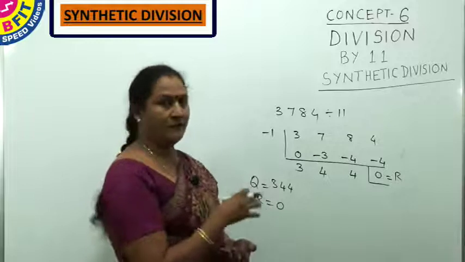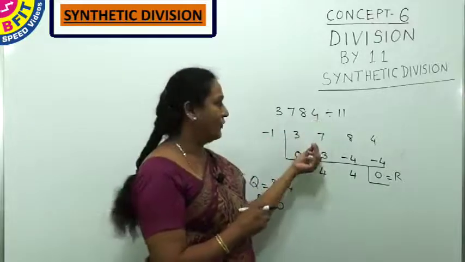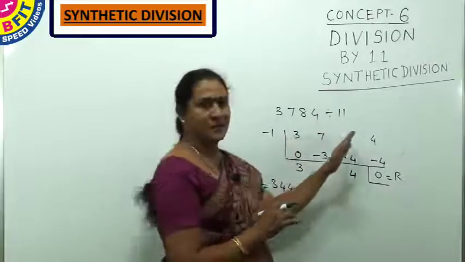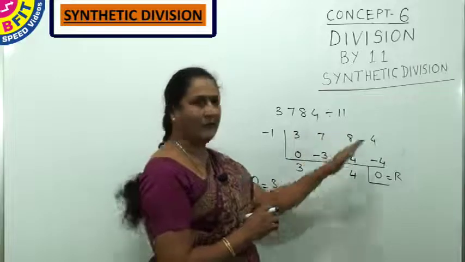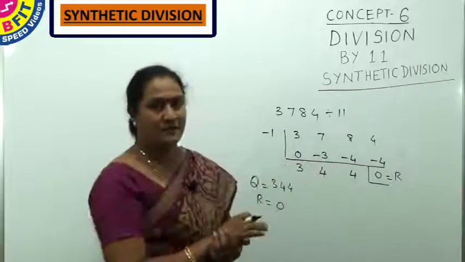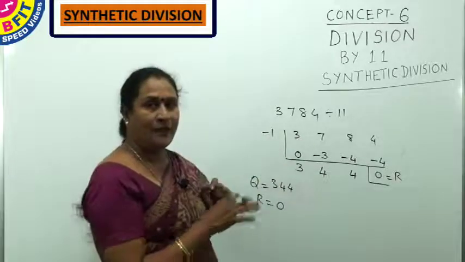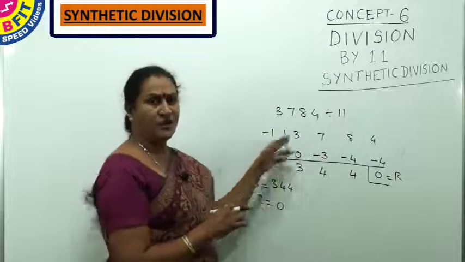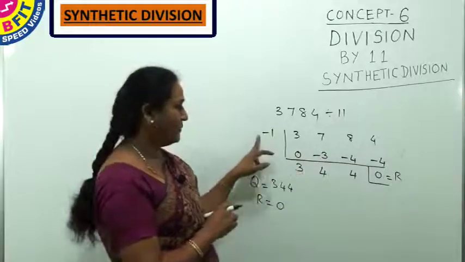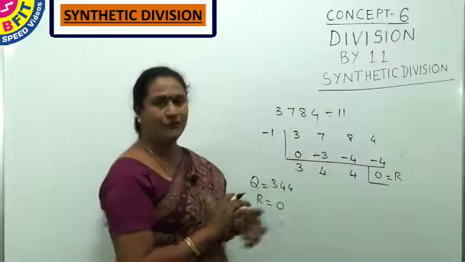So I'll repeat the working again. If you need to divide 3784 with 11, any number with 11, you write these numbers apart, 3, 7, 8 and 4, and draw an L which consists of these numbers, and write minus 1 outside this L, and always write 0 under the first number. So 3 plus 0 is 3. 3 into minus 1 is minus 3. 7 minus 3 is 4.